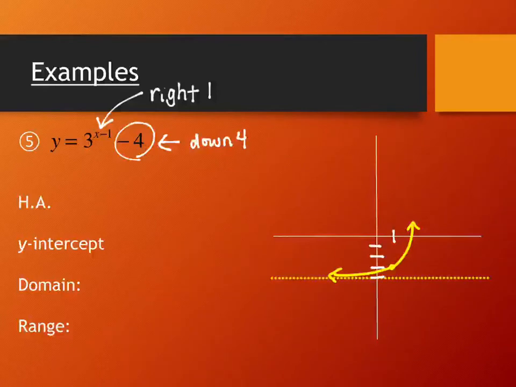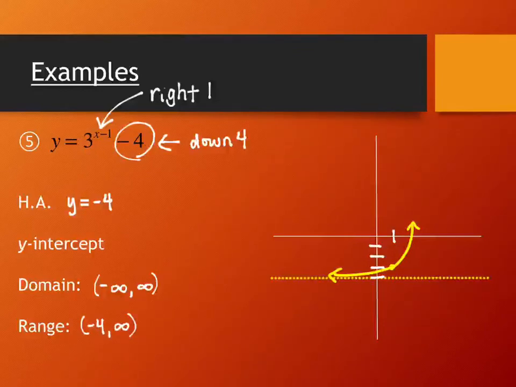What's my horizontal asymptote? Yep, y equals -4. The y-intercept's a little more difficult. We'll come back to that in just a second. How about my domain? All real numbers, negative infinity to infinity. And what about my range? -4 to infinity. Great job.